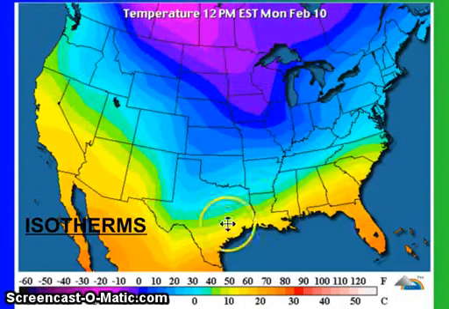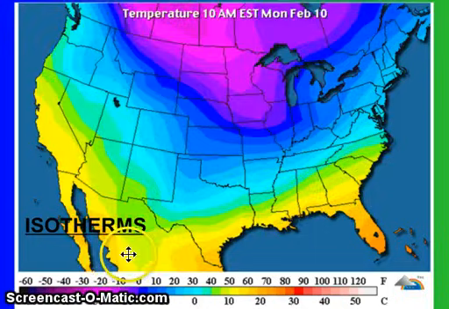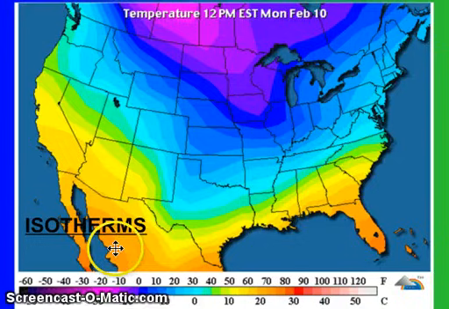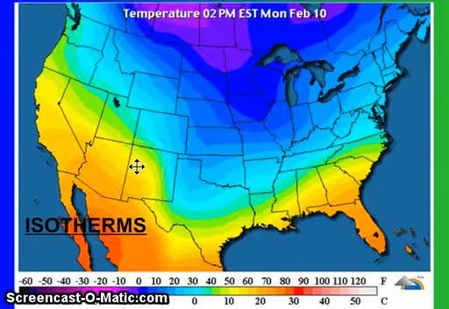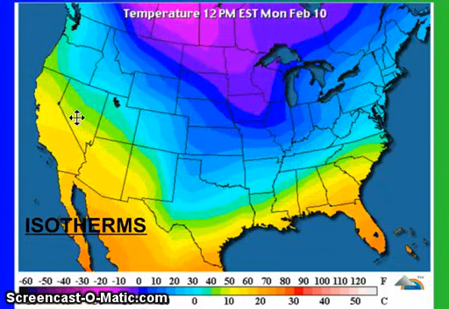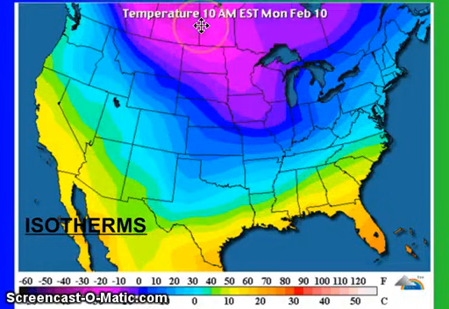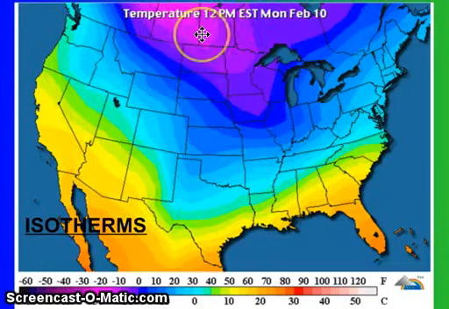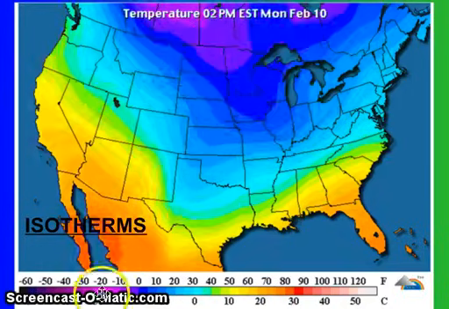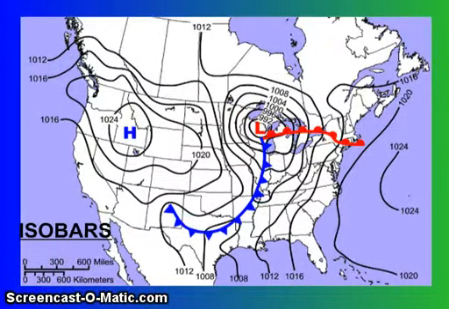So we know that in the southern portion of the country, well, this is actually in Mexico, but the reds, the oranges, and the yellows are warmer temperatures. The greens indicate kind of mild temperatures, and then the blues and purples indicate cool and cold and colder. So those are isotherms.